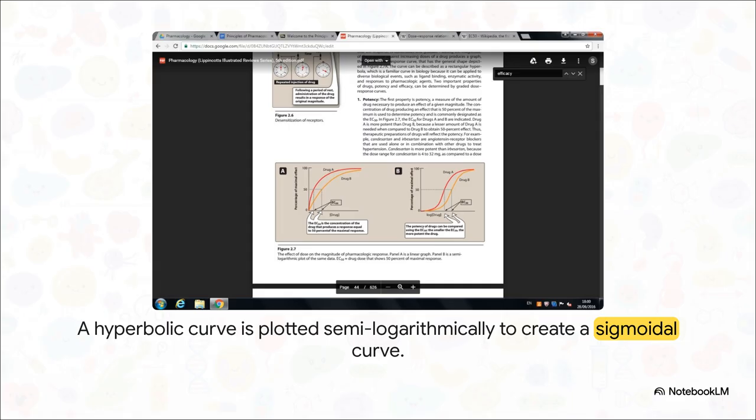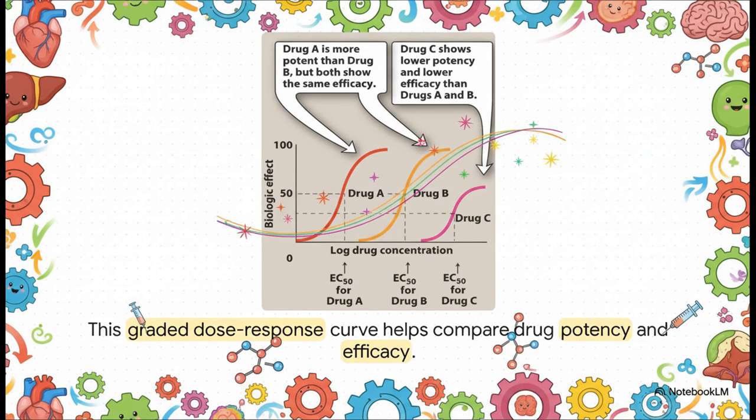The reason this shape is so much better is that steep, almost straight line in the middle. That's the drug's sweet spot, its therapeutic range, where a small change in dose gives you a big, predictable change in the effect. Now, this is where these curves get really powerful because they let us compare different drugs.